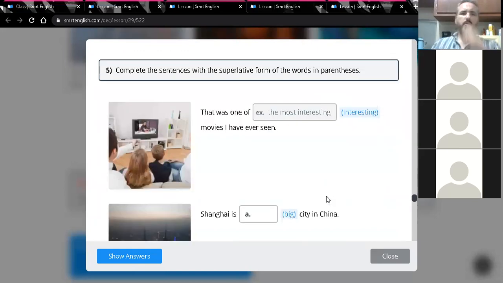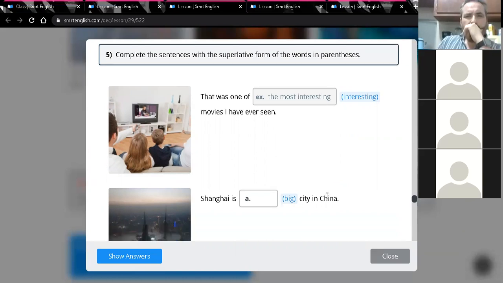Next, complete the sentences with the superlative form of the words in parentheses. Remember that for the superlative, which is at the top of the category, we need the, and then in the case of interesting, for example, that is a long adjective, I'm gonna add most before the adjective. But if it is an adjective that can be modified because it's short, I'm gonna add est at the end, right? For example, that was one of the most interesting movies I have ever seen.